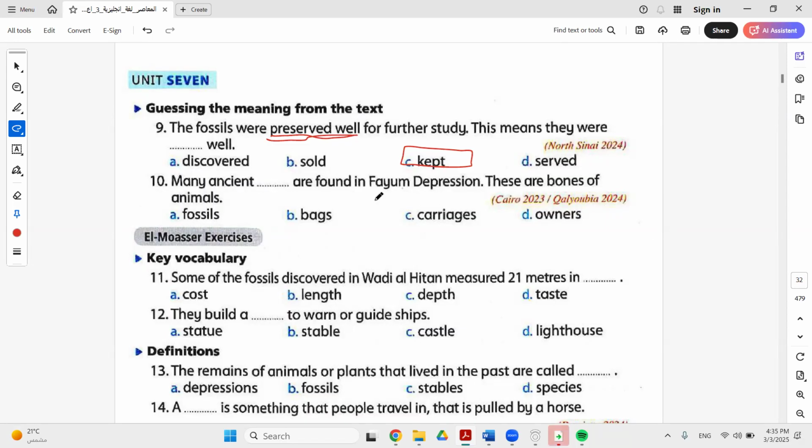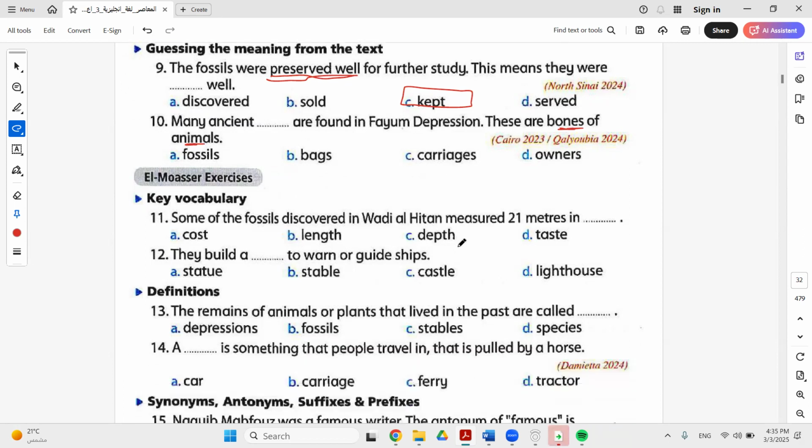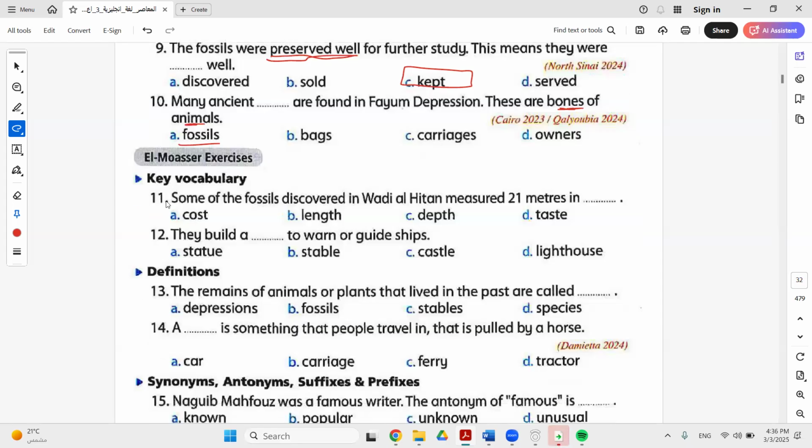Number 10. Many ancient fossils are found in Fayum Depression. These are bones of animals. Fossils, yeah, this is the right definition for the word fossil. A fossil is animal bones that were kept under the ground for many years. Some of the fossils discovered in Wadi al-Hitan measured 21 meters in length. We have length, all right?